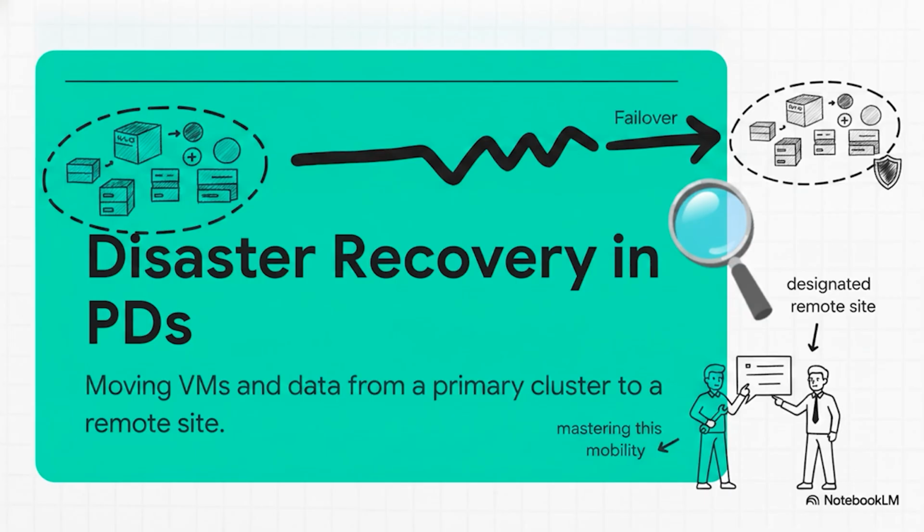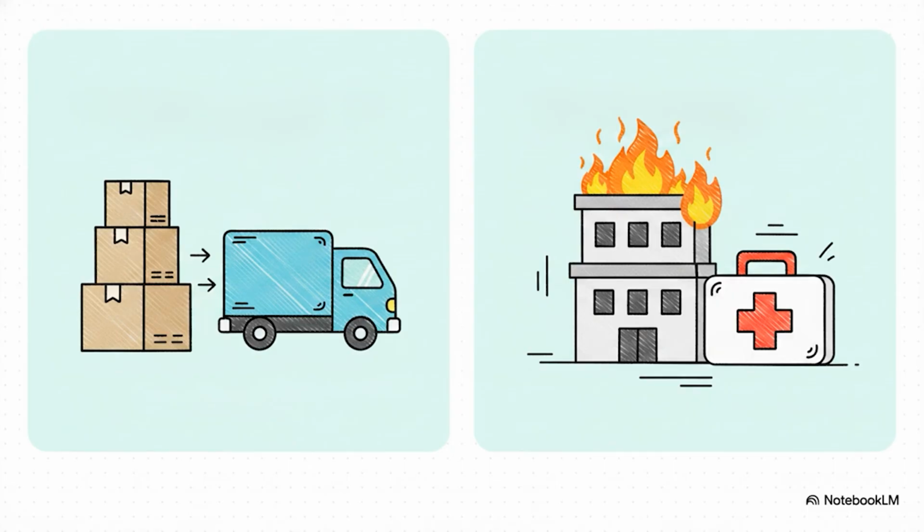When we actually kick off a failover, we're orchestrating the movement of that entire PD from your primary cluster over to a designated remote site. For us, infrastructure admins, mastering this mobility is literally the difference between a smooth maintenance window and a total resume-generating data loss event. Think of it kind of like this. A planned failover is like a super careful, coordinated office relocation. You pack everything up nicely, turn off the lights at the old place, double-check that the moving truck has absolutely every last item, and then you seamlessly unpack at the new building.